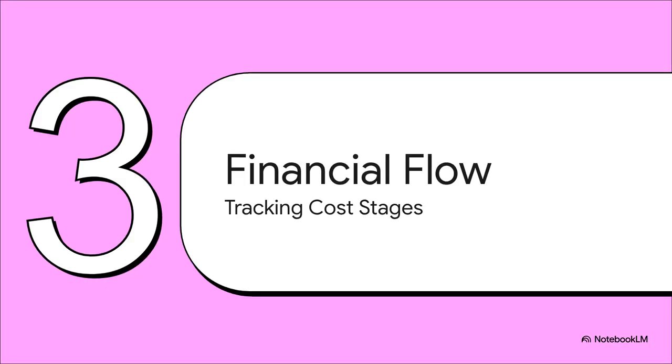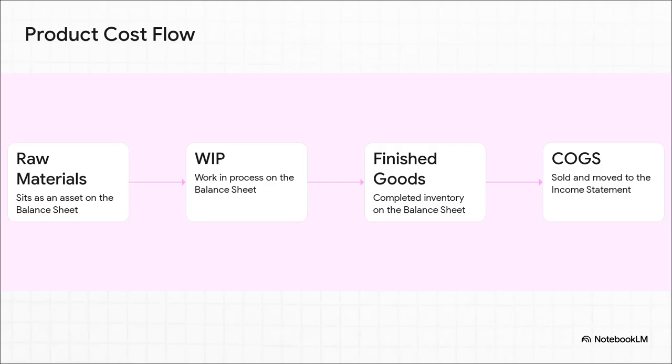Let's keep rolling with section 3, tracking the financial flow. We know the definitions now, so let's track how a product cost physically moves through a manufacturer's pretty complex inventory stages. Think of the balance sheet as a sort of waiting room for your product costs. Now, unlike a regular retailer who just has one simple inventory account, a manufacturer actually has 3 stages in this waiting room.